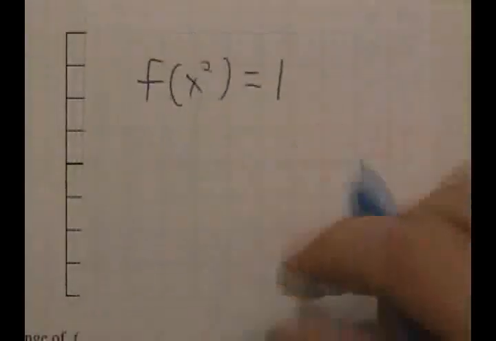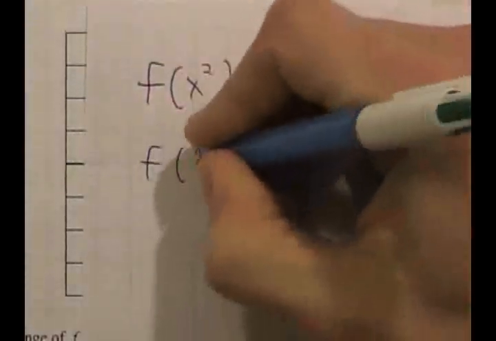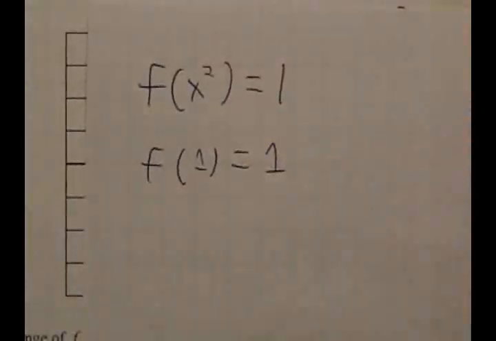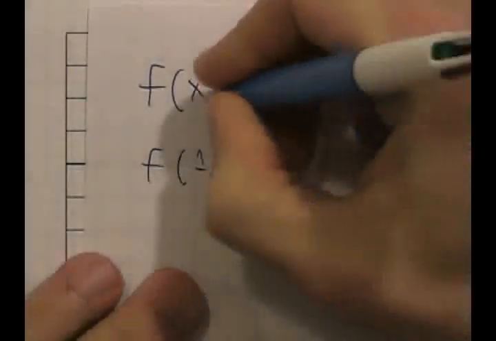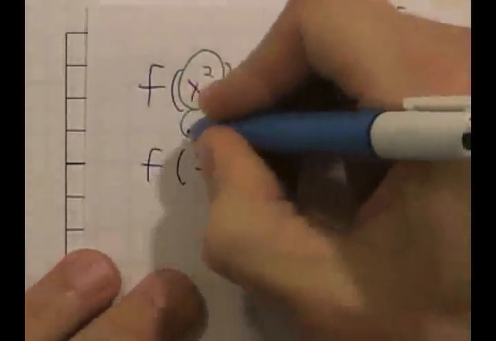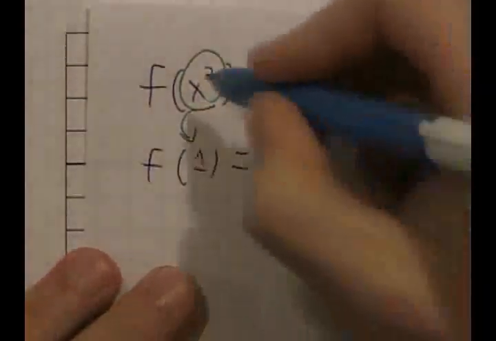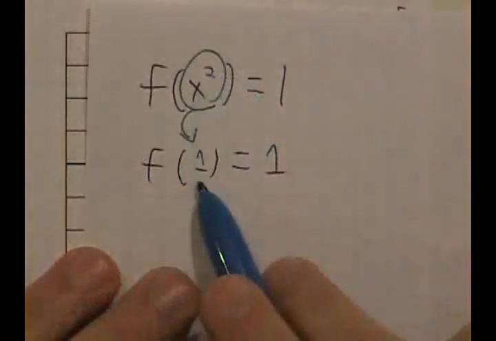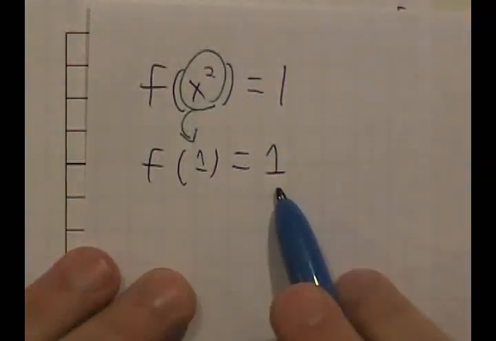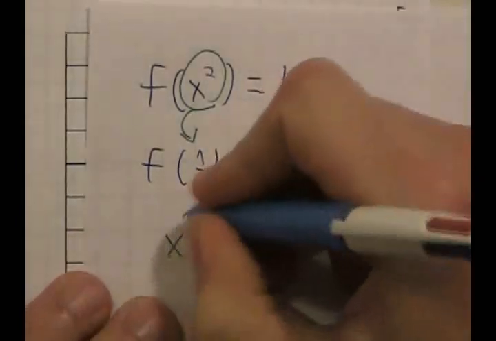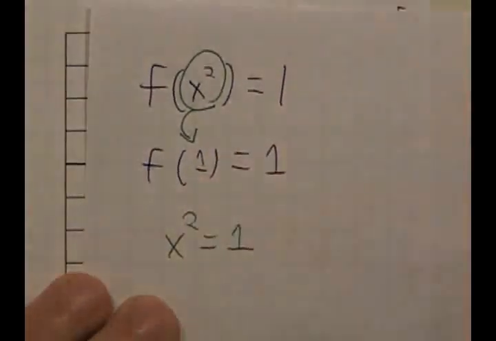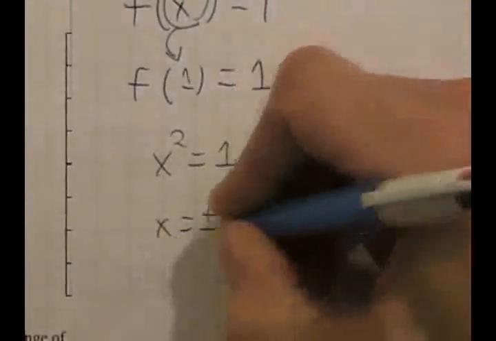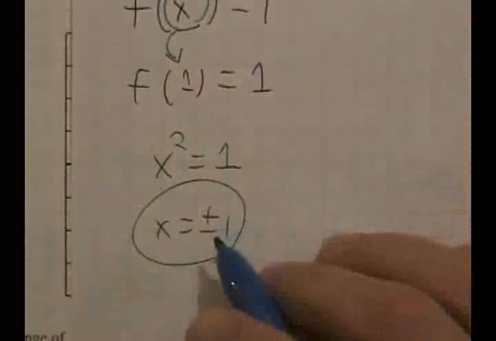So what we know is that f of 1 gives us 1. So since we're taking f of x squared, we want x squared to give us 1 out, right? If x is a number such that when we square it we're going to get 1, then f of that number is going to give us the one that we want. So we just set x squared equal to 1. And of course the solutions will be x equals plus or minus 1. So these are the answers for that.